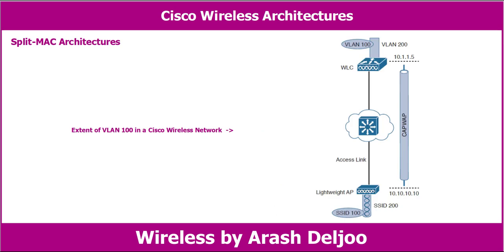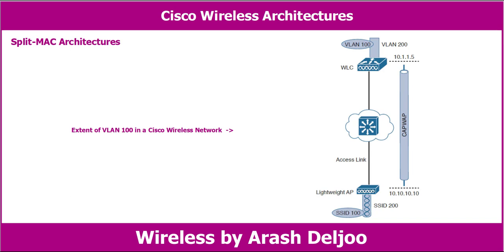The CAPWAP tunneling allows the LAP and wireless LAN controller to be separated geographically and logically. It also breaks the dependence on layer 2 connectivity between them. For example, this figure uses shaded areas to show the extent of VLAN 100. Notice how VLAN 100 exists at the wireless LAN controller and in the air as SSID 100 near the wireless clients, but not in between, for example, LAP and the wireless LAN controller.